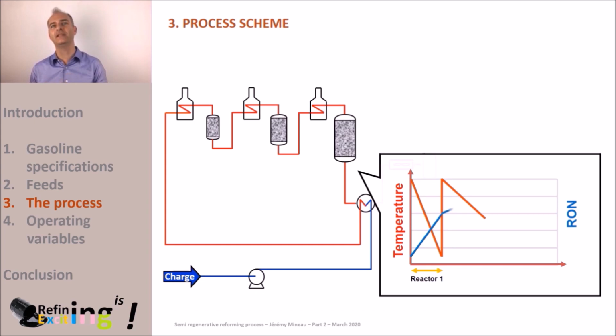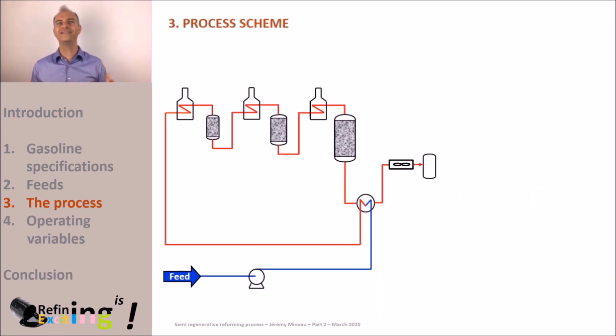Finally, the last 10 to 15% of the octane gain are achieved in the last reactor, which usually has a catalytic volume corresponding to approximately 50% of the total catalyst inventory. This is needed to deal with the slow nature of the final reactions and to attempt to convert the remaining paraffins.